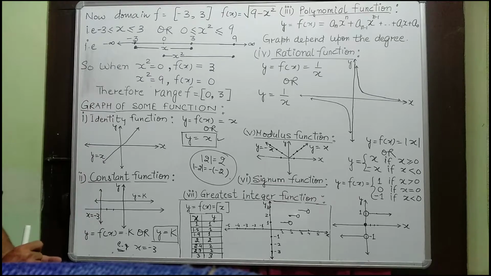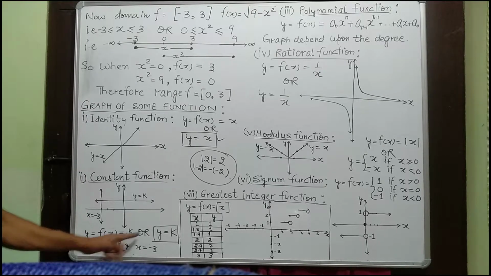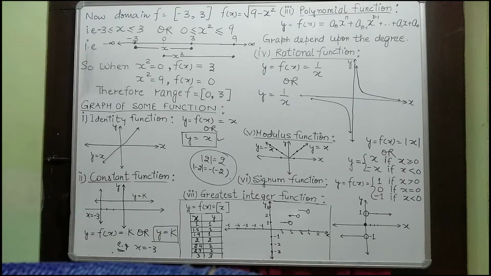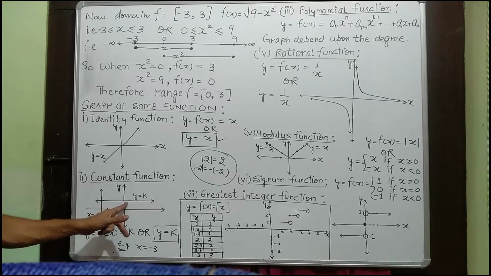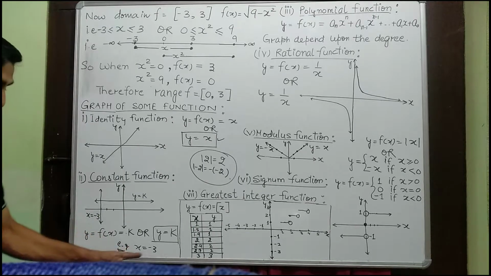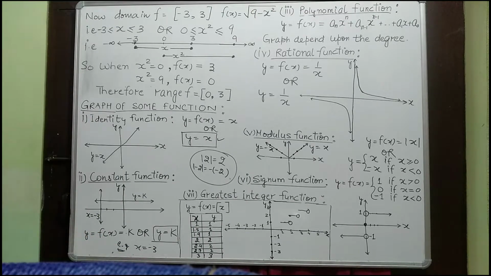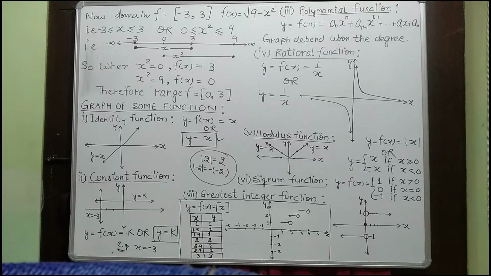Now next is the constant function. You know y is equal to f(x) is equal to k, where k can be any real number. So now we are taking here y is equal to k, where k is any real number. Now we are taking, for example, x is equal to minus 3. So the graph of x equal to minus 3 is this line at minus 3, as you studied in class 9 and 10 also.